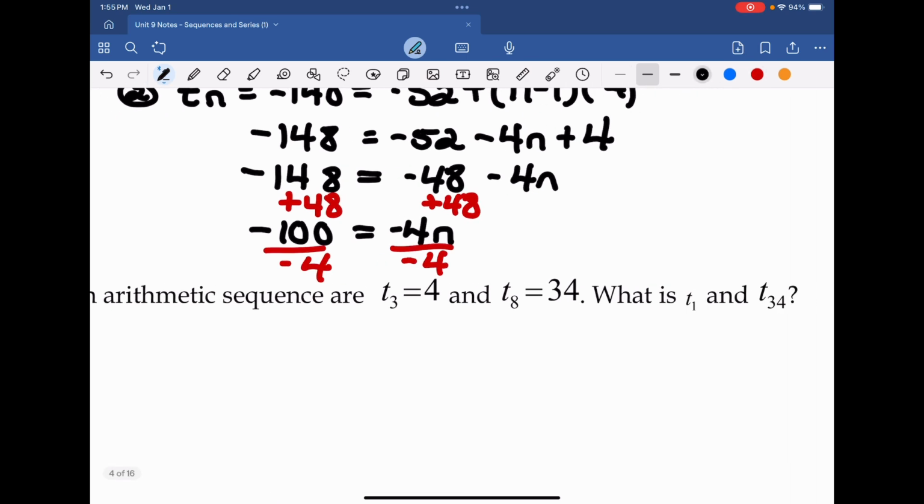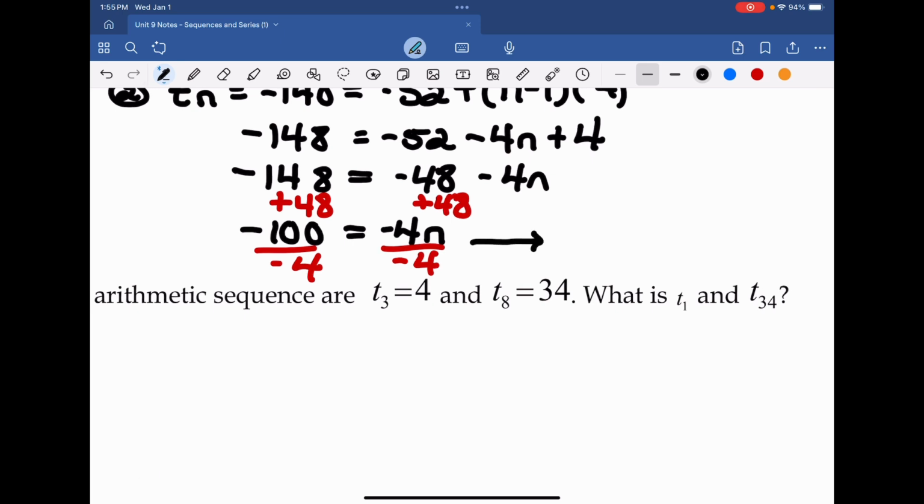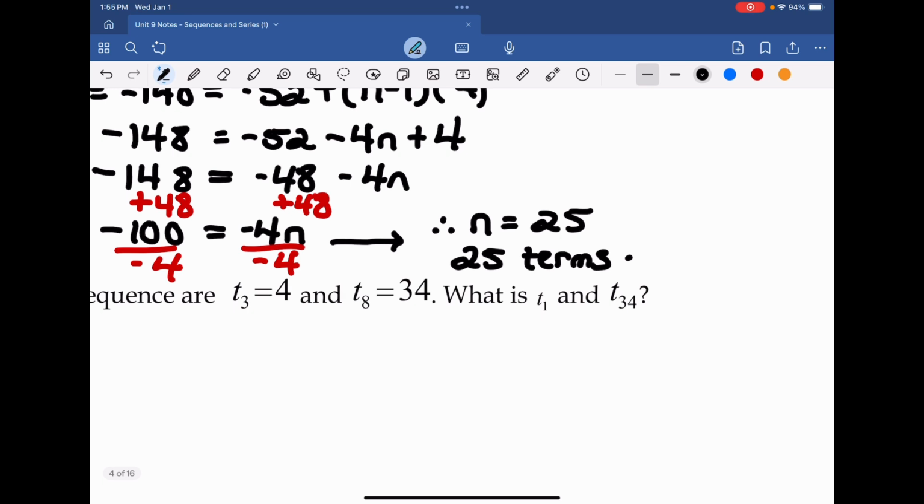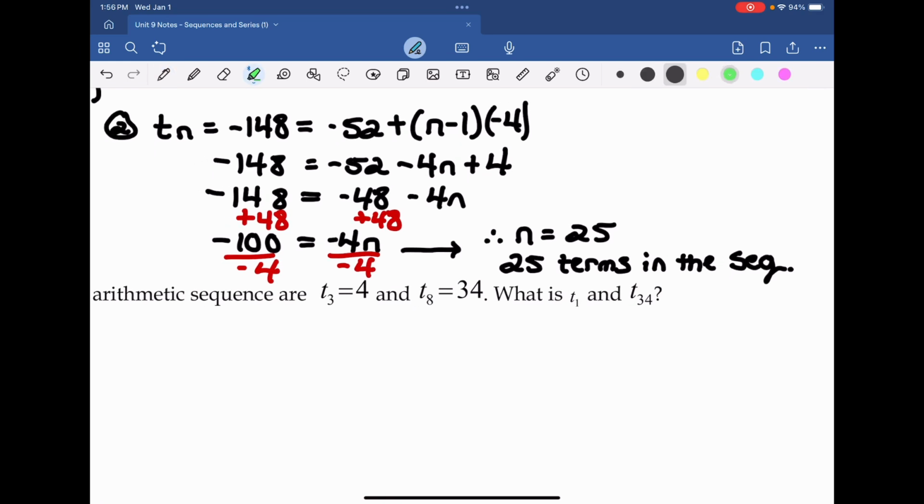And therefore, when we draw it off to the side here, we're going to say, therefore, n is equal to positive 25, or there are 25 terms in the sequence. Perfect. And I'll just truncate it as seq, which is totally fine, but preferably you'd want to write the full thing out. But we see there's 25 terms in this finite sequence.